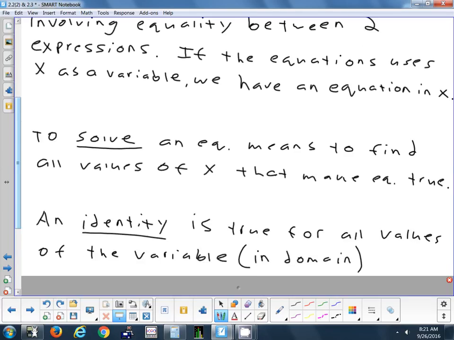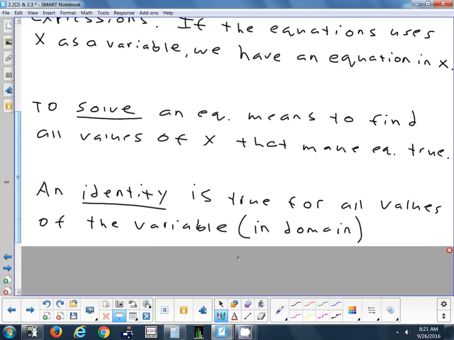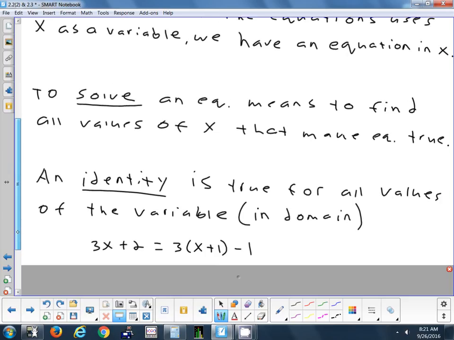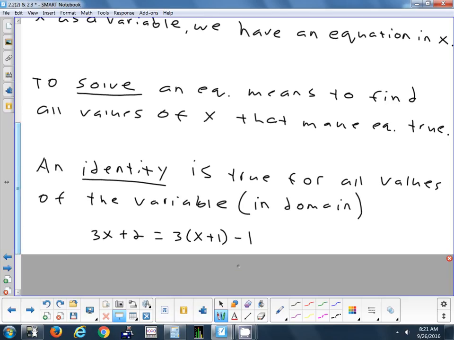Okay. If you happen to have an equation like this one, 3x plus 2 equals 3 times (x plus 1) minus 1, that type of equation is an identity. Okay. What an identity means is it's an equation that is always true. You can think of any number you want for x, and it will always work. Can anybody tell me why this equation here is an identity? What about that makes it an identity?